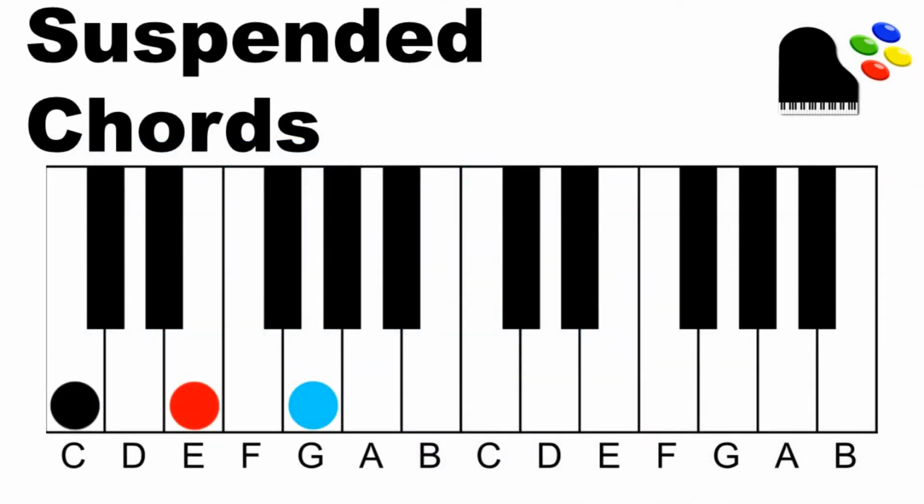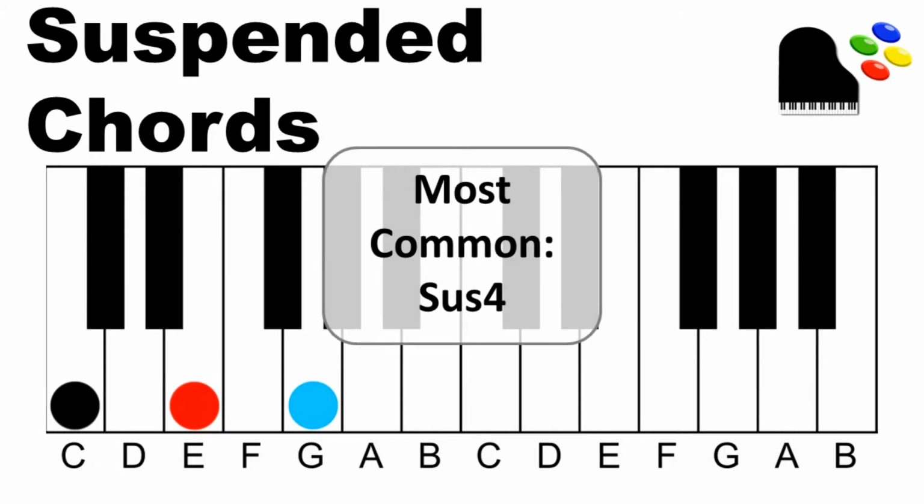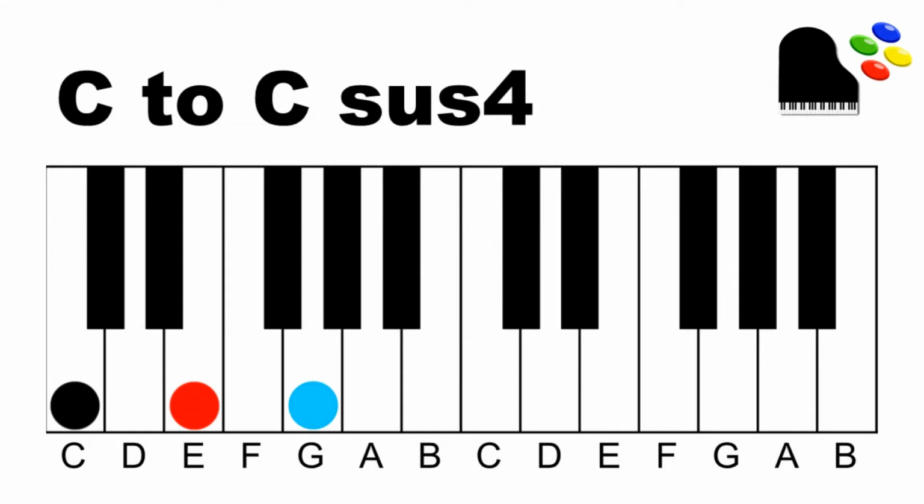Okay, so here we have our C major chord. To start off with, our most common suspended chord is going to be the sus4 chord. You've probably seen that. So here we have our C major, and we're going to create a C sus4. Here's our third. We're using these colors: black is our root, red is our third, and our fifth is blue. So we're going to suspend the third, and we're going to play the fourth. The fourth is always a half step up from the third. In this case, it's going to be F. So here is our C sus4.